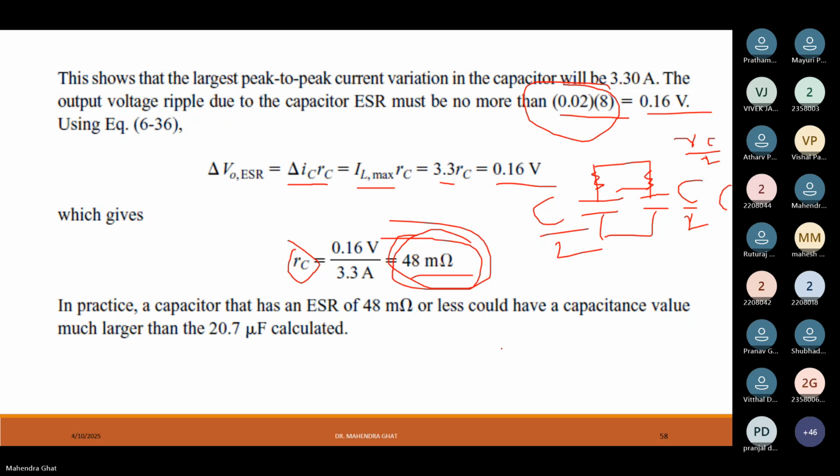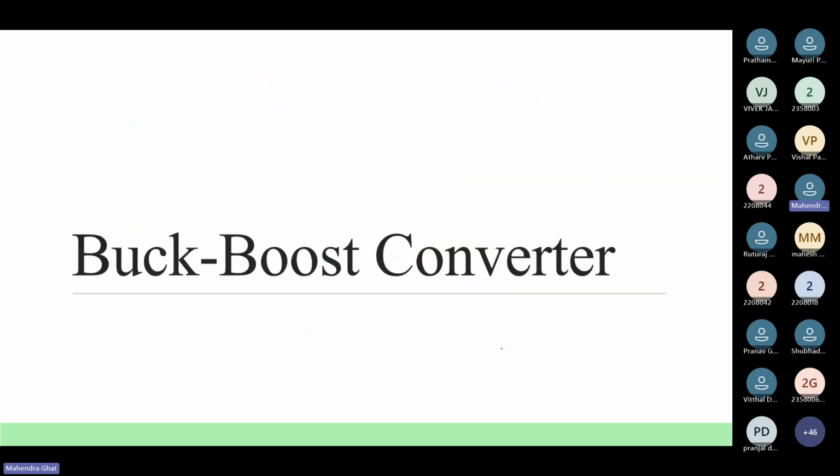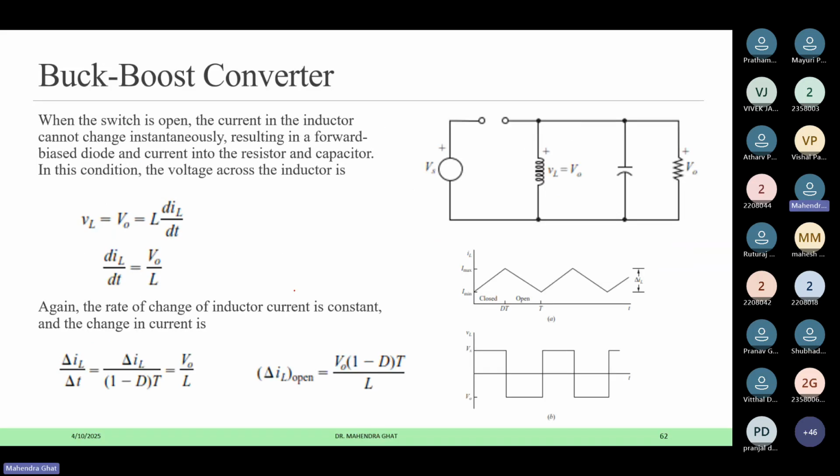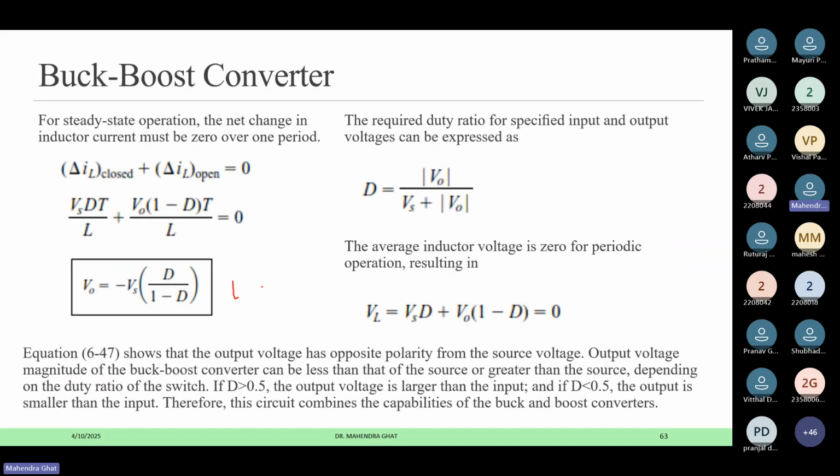Yes, sir. Okay, then I will just have the recap for the buck-boost converter. So again, the buck-boost converter structure is like that. When the switch is closed, the current will flow in this direction, and when the switch is open, the current will flow in this direction. Depending on the switch being open and closed, if we derive the equation, we'll get this one: Vo is equal to minus Vs into bracket D divided by 1 minus D.